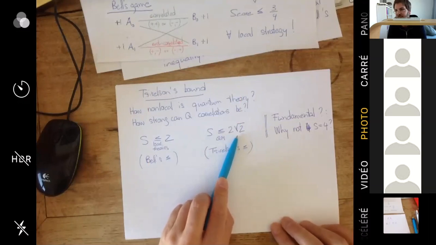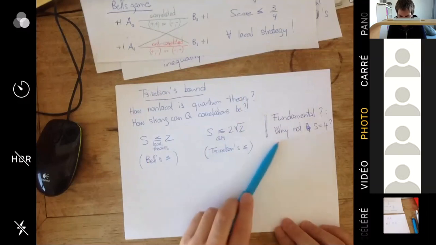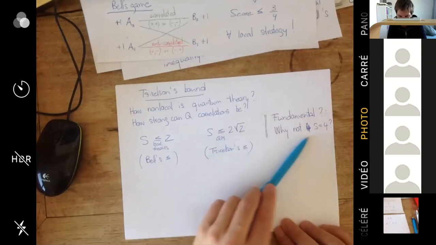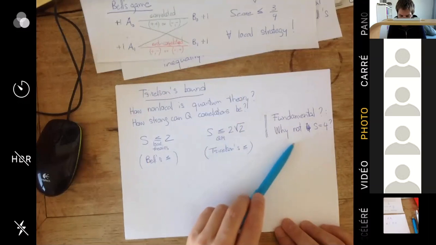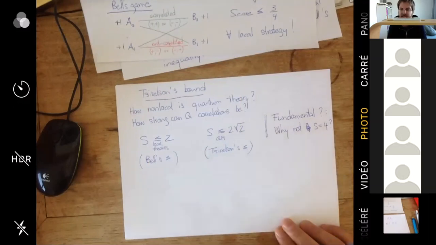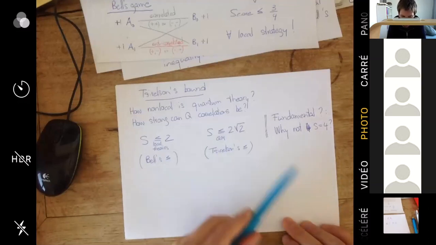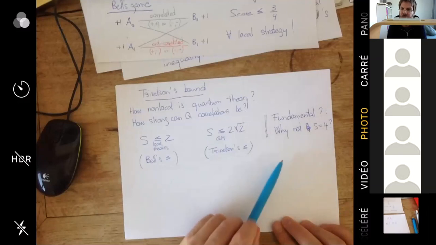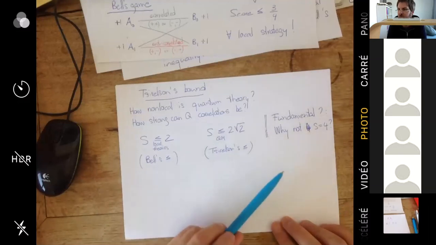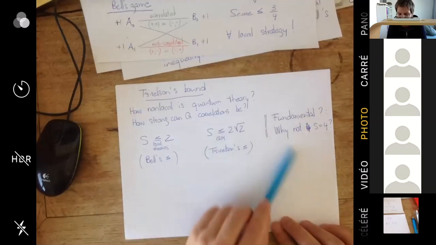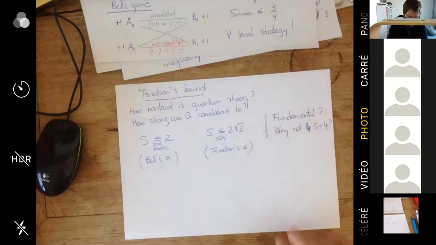However, that is not possible. The reason is that you can show that even with some physical theory that satisfies no signaling, you can get S = 4. So if we have time at the end of the course, we will have a lecture on these more fundamental questions, but I just wanted to mention it here.